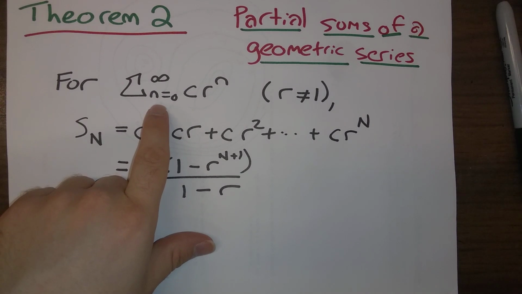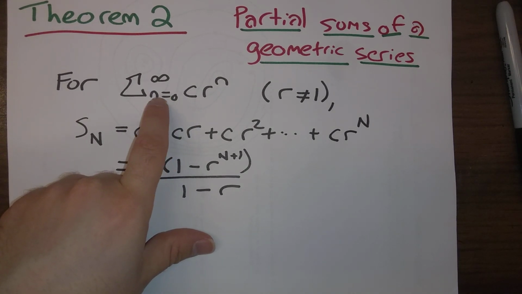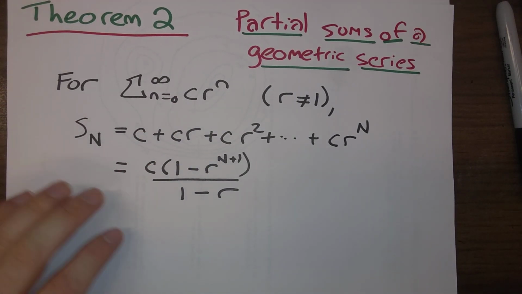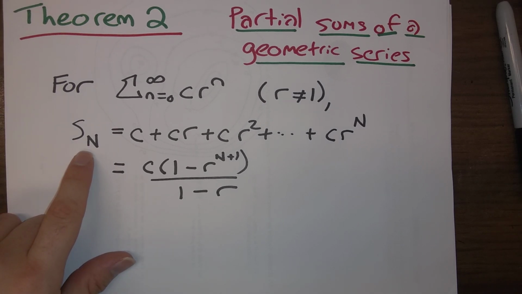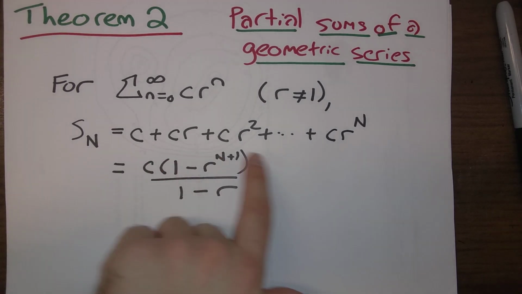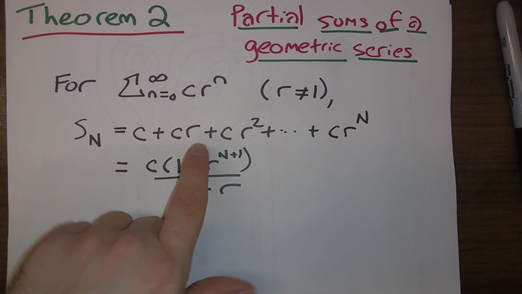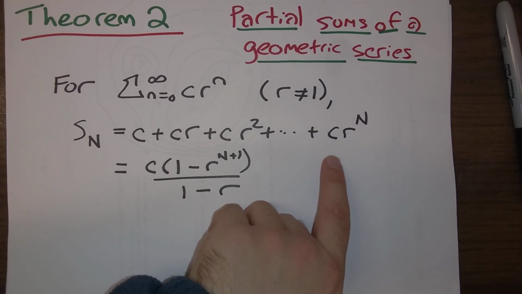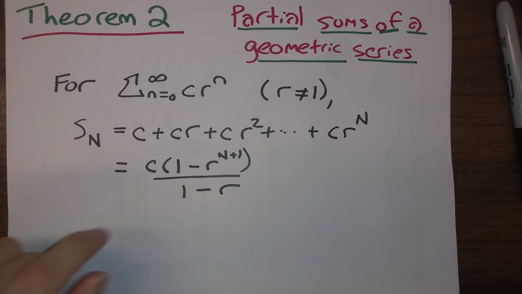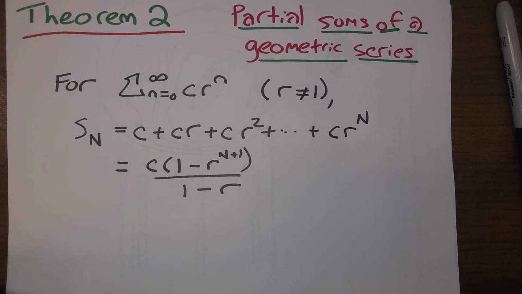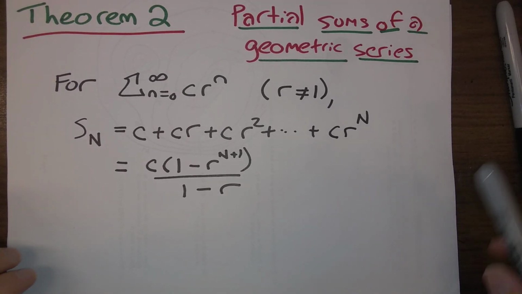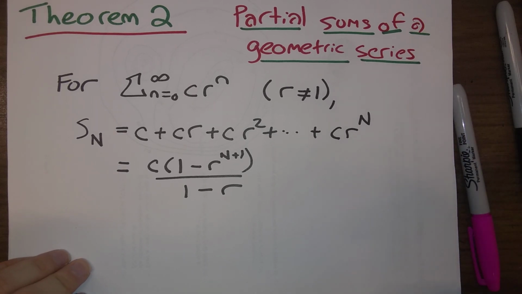For a geometric series, n running from 0 to infinity of c times r to the n, the capital Nth partial sum, which this line is just the definition, is c plus cr plus cr squared, plus all the way out to c times r to the big N. The formula for this is c times 1 minus r to the N plus 1, all of that divided by 1 minus r. As it turns out, this is not difficult to prove.